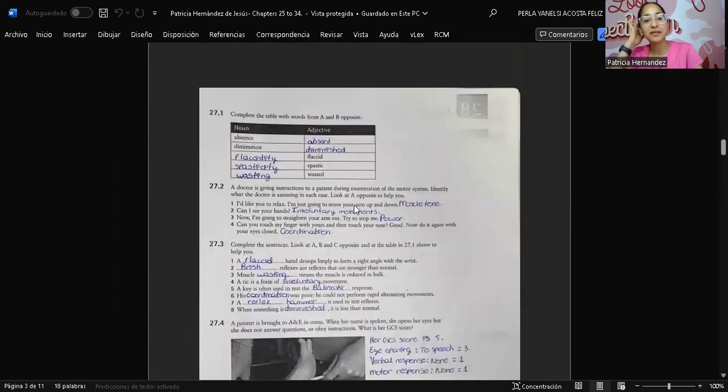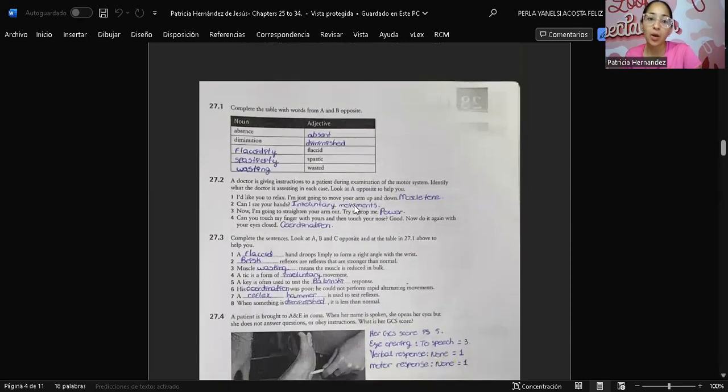Okay, chapter 27 is about the nervous system. 27.1. Complete the table with words from A and B opposite. Noun and adjective. Absence, absent. Diminution, diminished. Flaccidity, flaccid. Spasticity, spastic. And wasting, wasted.